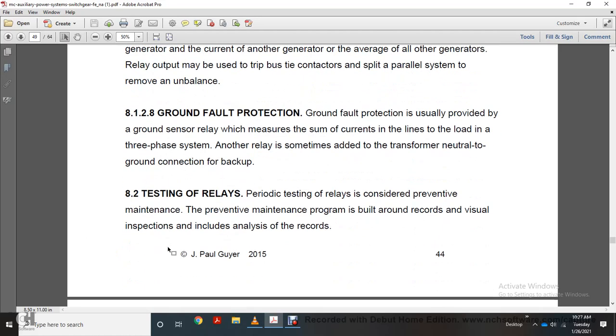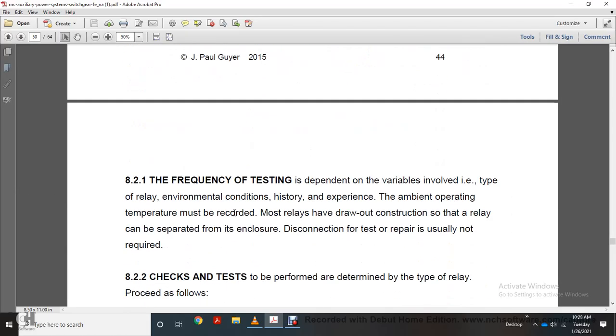Testing of relays. Periodic testing of relays is considered part of preventive maintenance. The preventive maintenance program is built around records. Visual inspection includes analysis of the records. The frequency of the testing depends on variables involved, such as the type of relay, environmental condition, history, and experience.